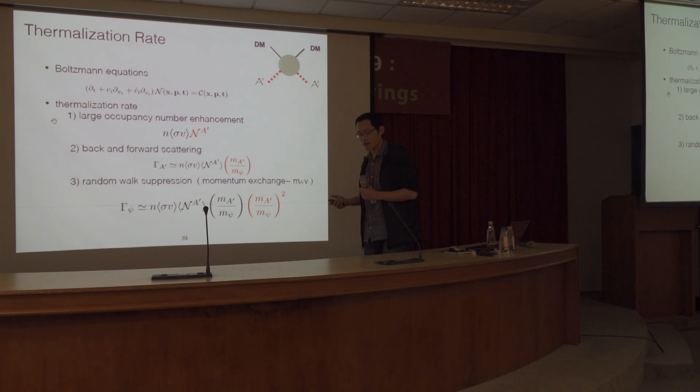And when we talk about heavy dark matter, the dark electron, they get a random walk suppression, just like when you hit a bowling ball with a ping pong ball. The ping pong ball gets an order one momentum change, but the bowling ball changes its momentum just a little bit. So you get a random walk suppression. The suppression is just m_A' divided by m_psi, squared.